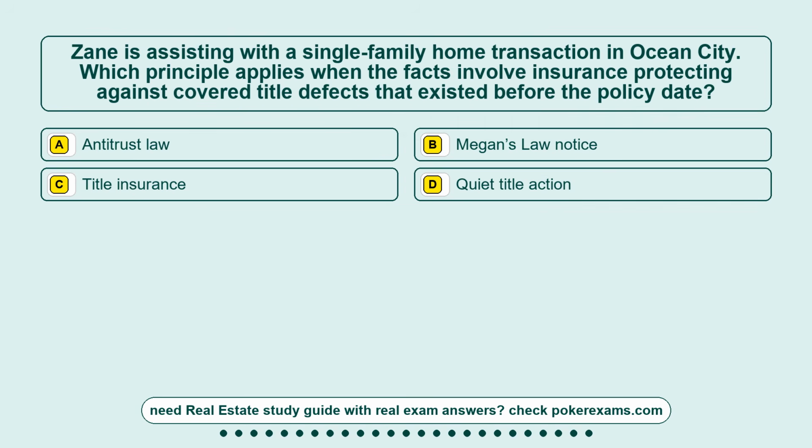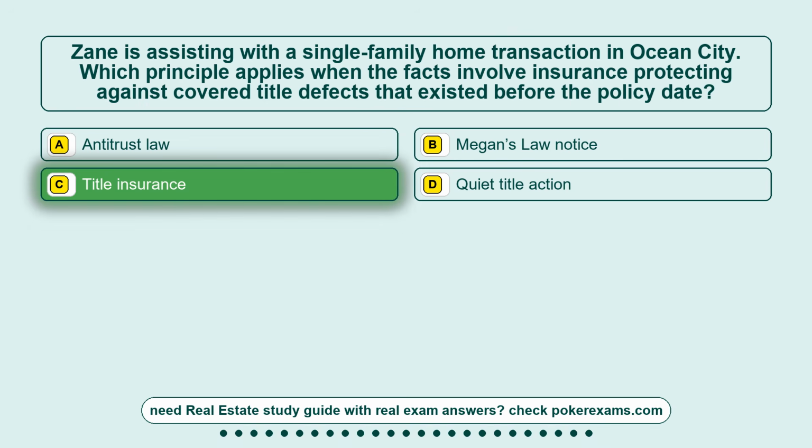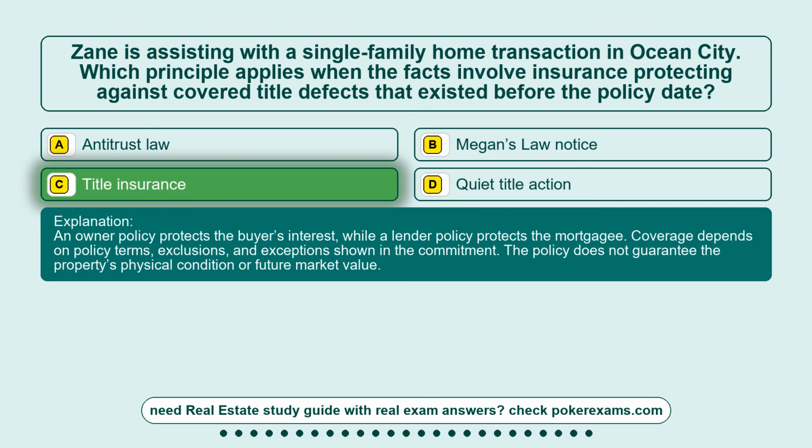Question 11. Zane is assisting with a single-family home transaction in Ocean City. Which principle applies when the facts involve insurance protecting against covered title defects that existed before the policy date? Option A. Antitrust law. Option B. Megan's Law Notice. Option C. Title insurance. Option D. Quiet title action. The correct answer is option C. Title insurance. An owner policy protects the buyer's interest, while a lender policy protects the mortgagee. Coverage depends on policy terms, exclusions, and exceptions shown in the commitment.